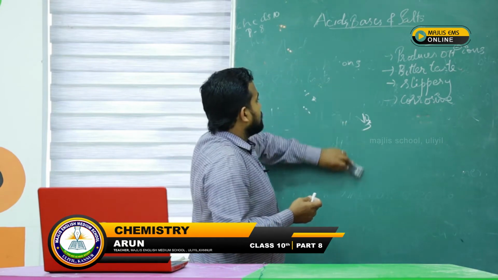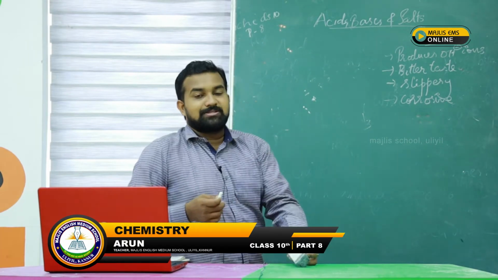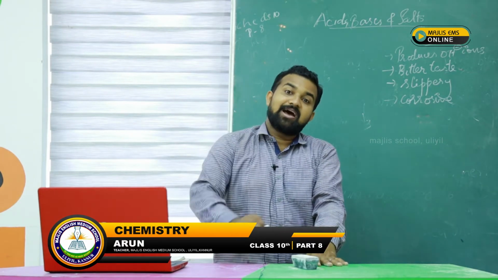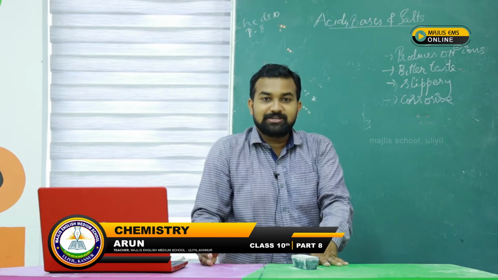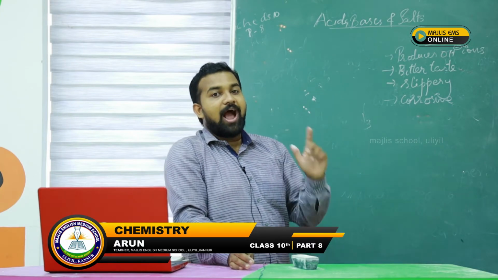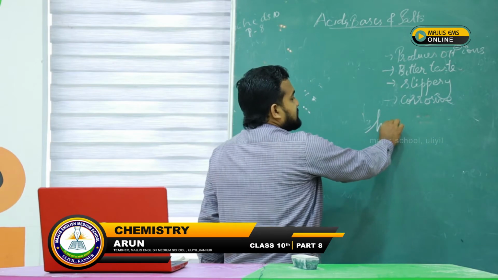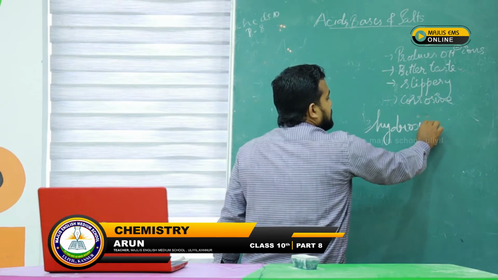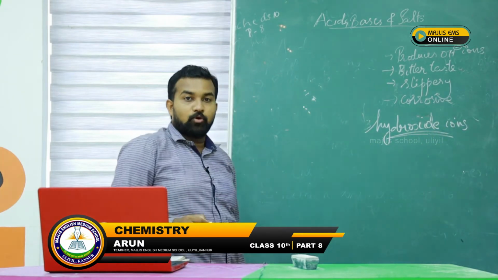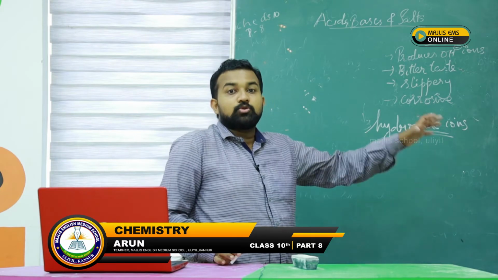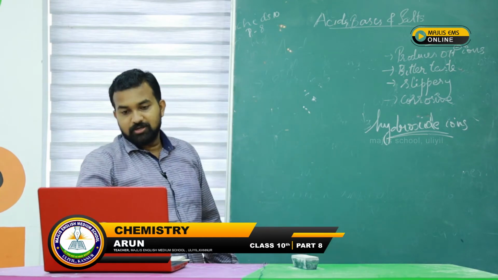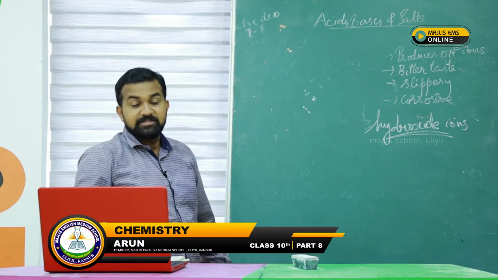Now, what are bases? If acids are substances which produce hydrogen ions, bases have entirely the opposite characteristics. They will produce hydroxide ions. Bases will produce hydroxide ions. So those substances which produce hydroxide ions, they are called as what? Bases. They are called as bases.